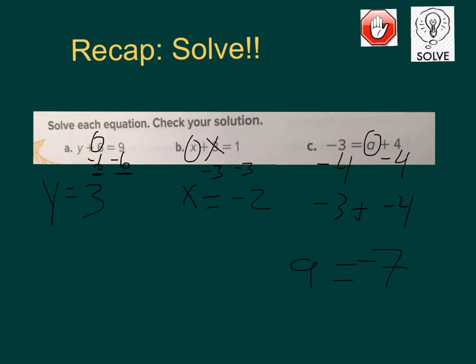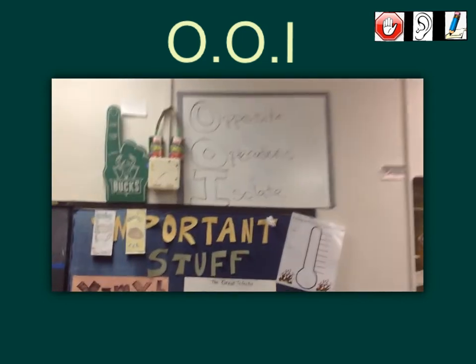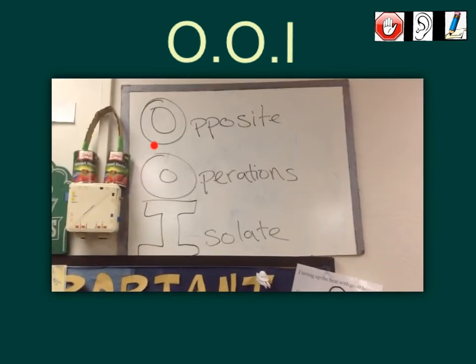All right. Next, we're talking about OOI. This helps us isolate and helps us remember what we need to do. You may have seen some OOI things around my classroom, on the top whiteboard above the important stuff board, and this video quickly shows where that is. OOI stands for opposite, operations, isolate. So O, opposite; O, operations; I, isolate. Go ahead and write those things down.